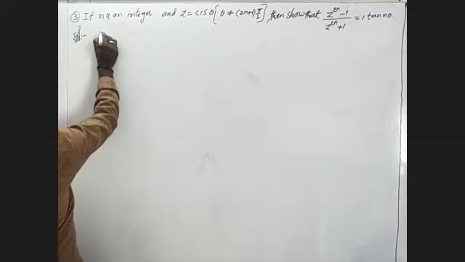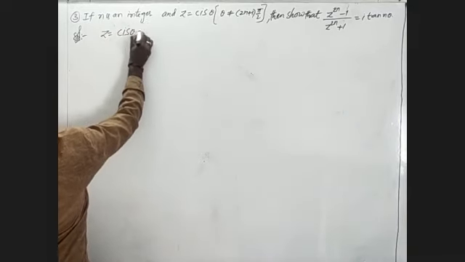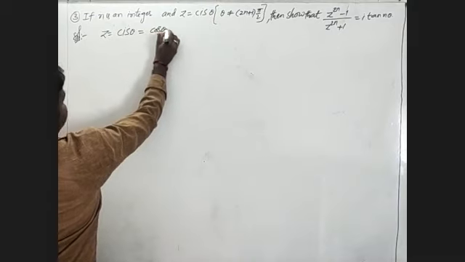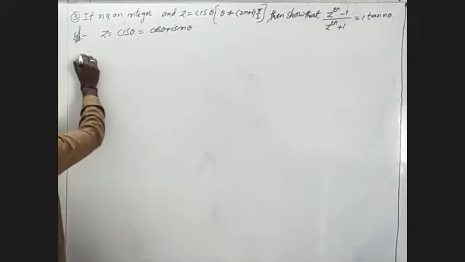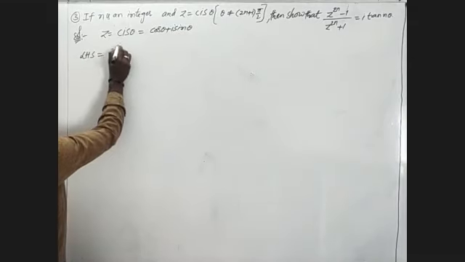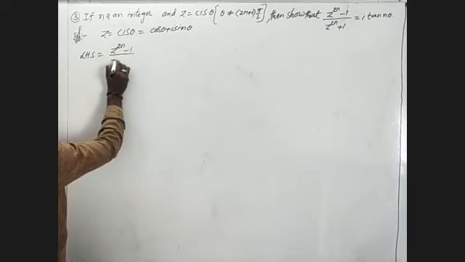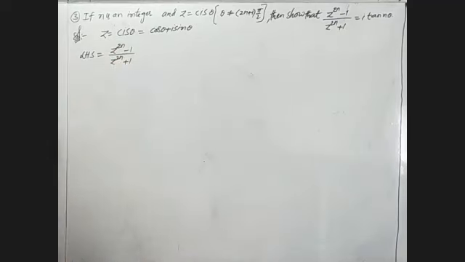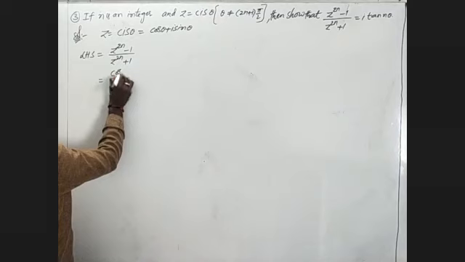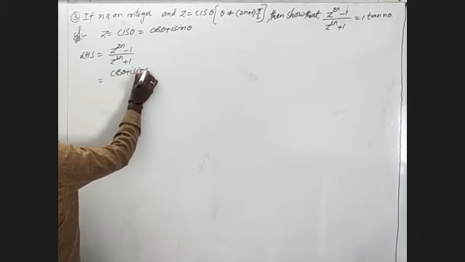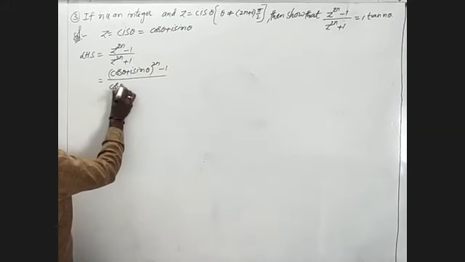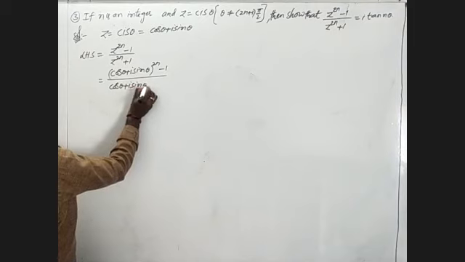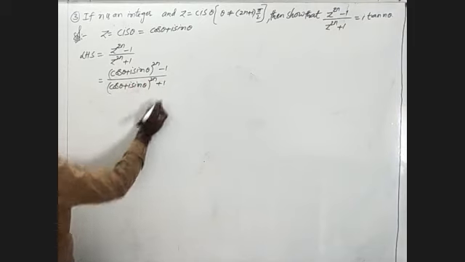What is the given complex number? Z is cos theta plus i sin theta, that I have to write. But we have to find the LHS, which is (z^(2n) minus 1) by (z^(2n) plus 1), where z is nothing but cos theta plus i sin theta. That will be written as (cos theta plus i sin theta) whole power 2n minus 1, by (cos theta plus i sin theta) whole power 2n plus 1.